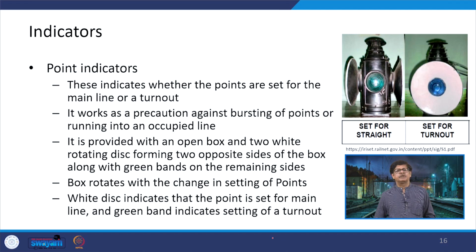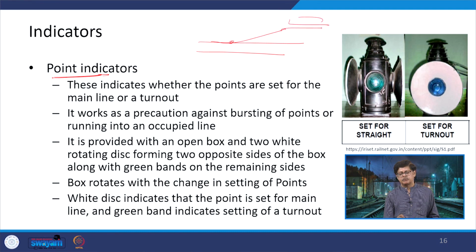Now, let us talk about indicators. The very first one is a point indicator. Point indicator means that on a track, say we talked about a line which takes you to the platform, so the points are being provided. There is an indicator provided here which informs the loco pilot that you are approaching a point. There will be a movement either in the straight direction or a turnout condition. You need to be cautious for that.